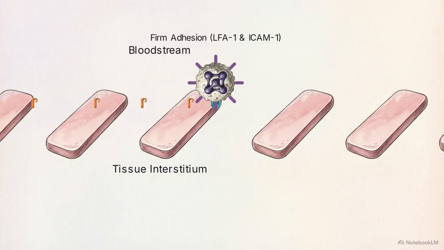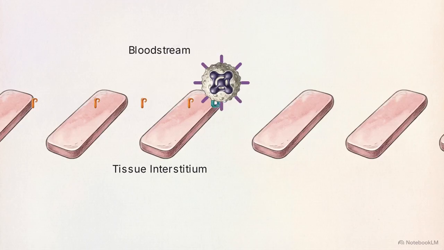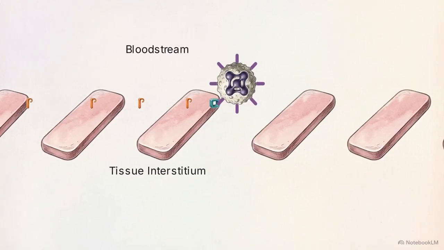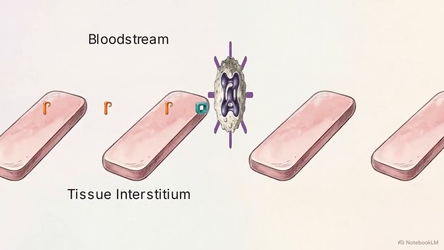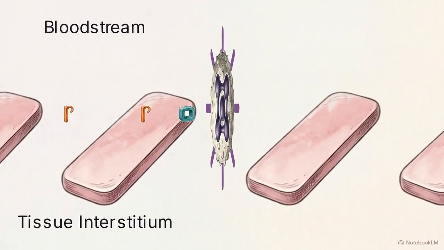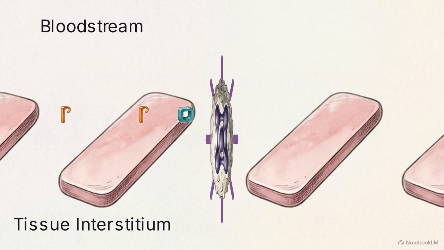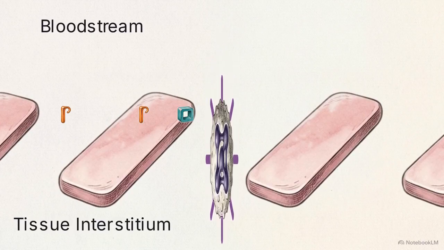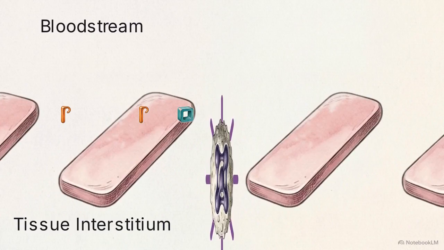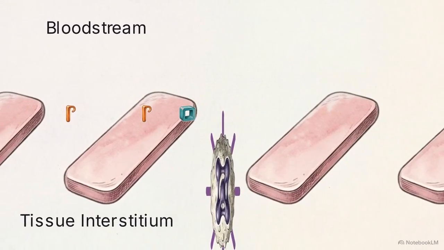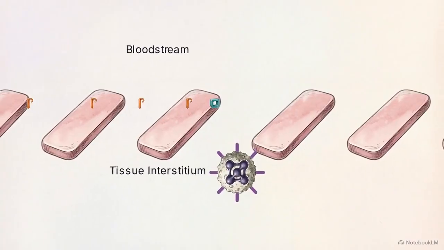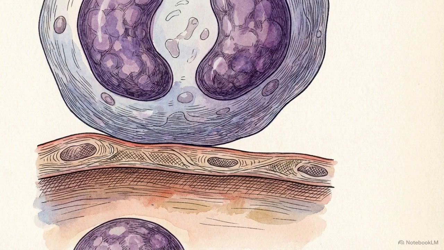Next comes the adhesion phase. The rolling stops when leukocyte integrins, specifically LFA1, make a tight connection with ICAM1 molecules on the endothelium, located at the junctions between endothelial cells, guiding the leukocyte out of the blood vessel. The segmented nucleus acts as a series of hinges, allowing the entire cell body to compress and slide through the tight, intact endothelial junctions.